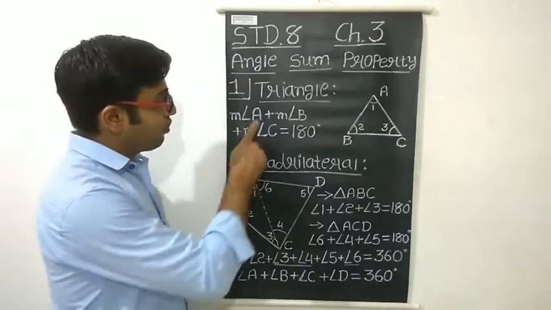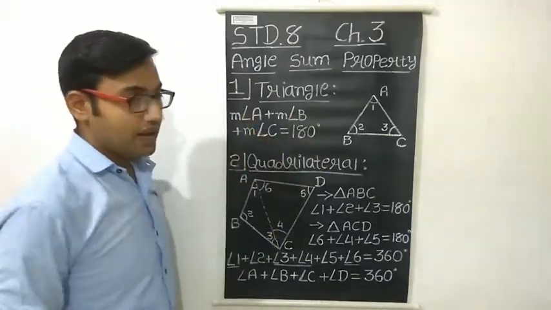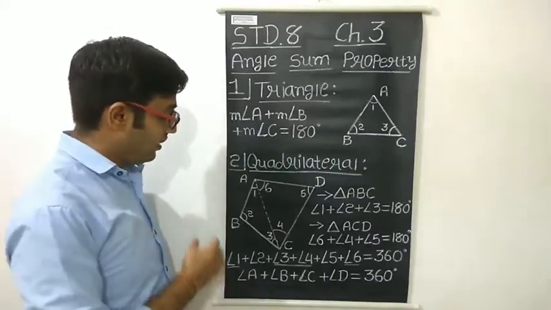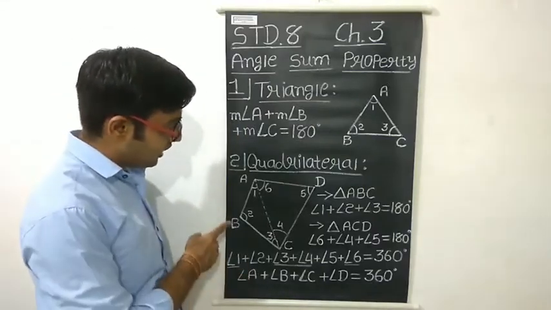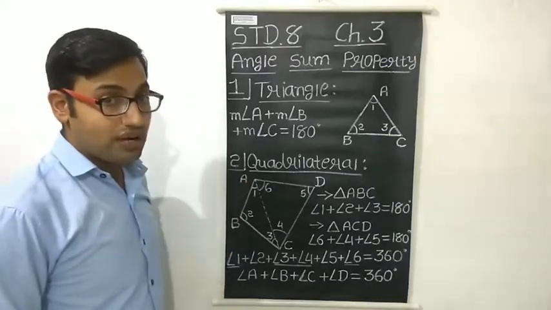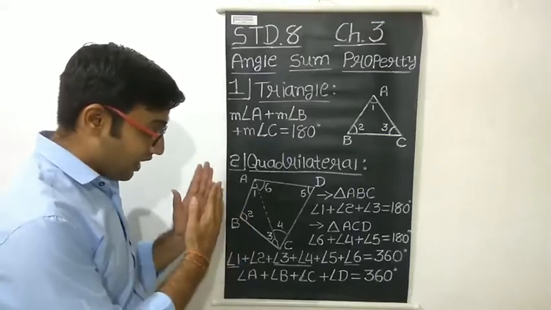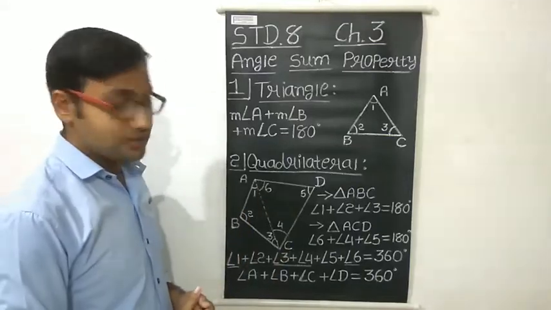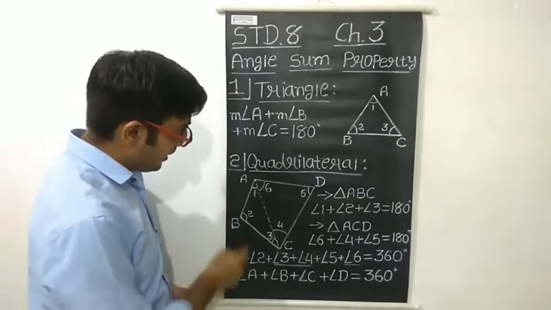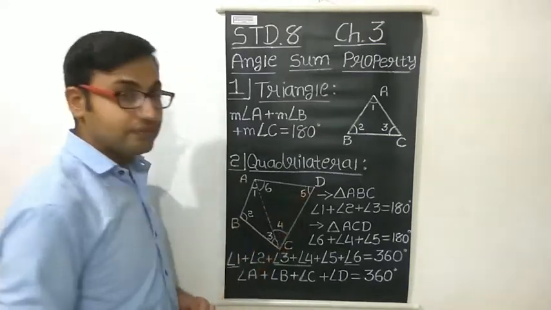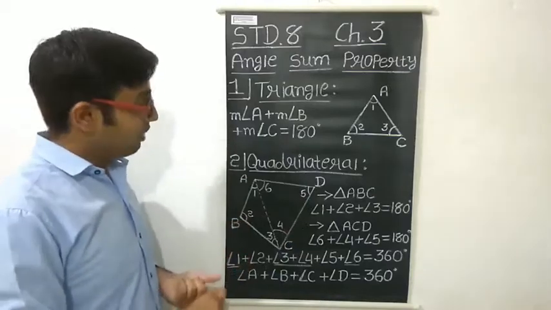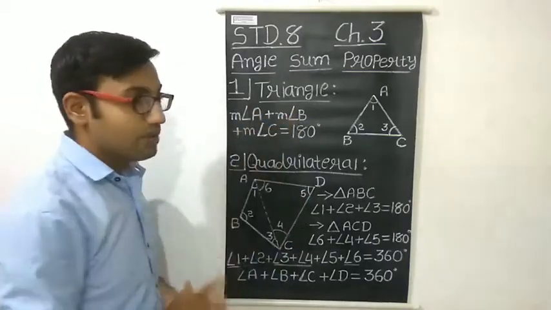So if we want to use the angle sum property of a triangle, what can we do? We can join the diagonal A and C. Then what will happen? This quadrilateral is divided into two triangles. One is triangle ABC and the second is triangle ACD. Why do we divide it into triangles only? Because we know the angle sum property of triangles.